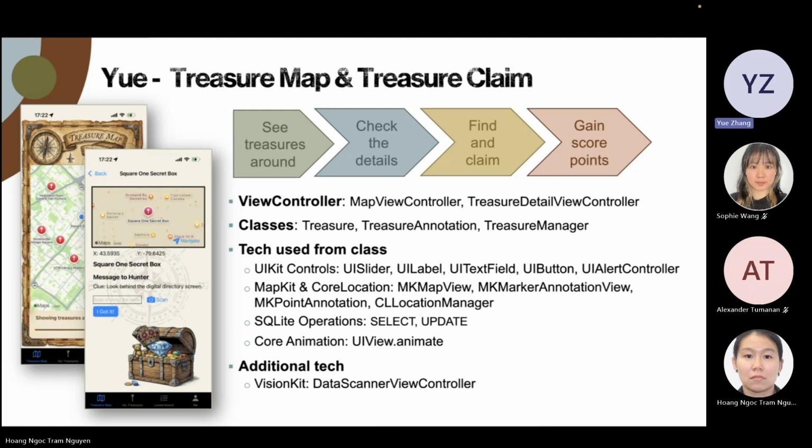I leveraged the concepts covered in our classes, such as MapKit and Core Location to display the map and track the user's position, SQLite for database updates, UIKit controls, and Core Animation for victory effects. Additionally, I implemented VisionKit using data scanner view controllers, enabling seamless camera scanning for treasure QR codes and text. Thank you. So I will pass to Alex.